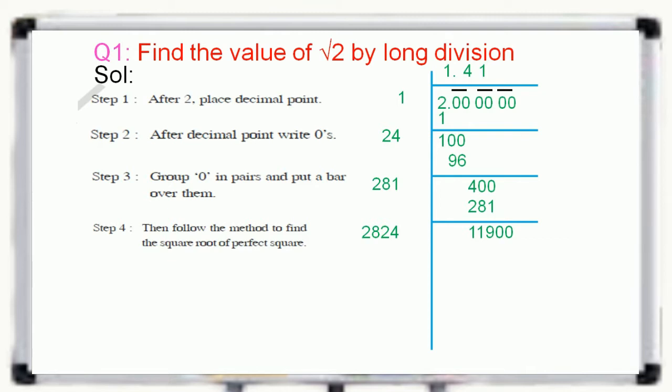2824 after taking 4 as quotient. So now multiplying the divisor into 4 we get 11,296. After subtracting we get the number 604. Now by taking 2 zeros, the number became 60,400. So adding the quotient to the divisor, then 28 is the quotient.